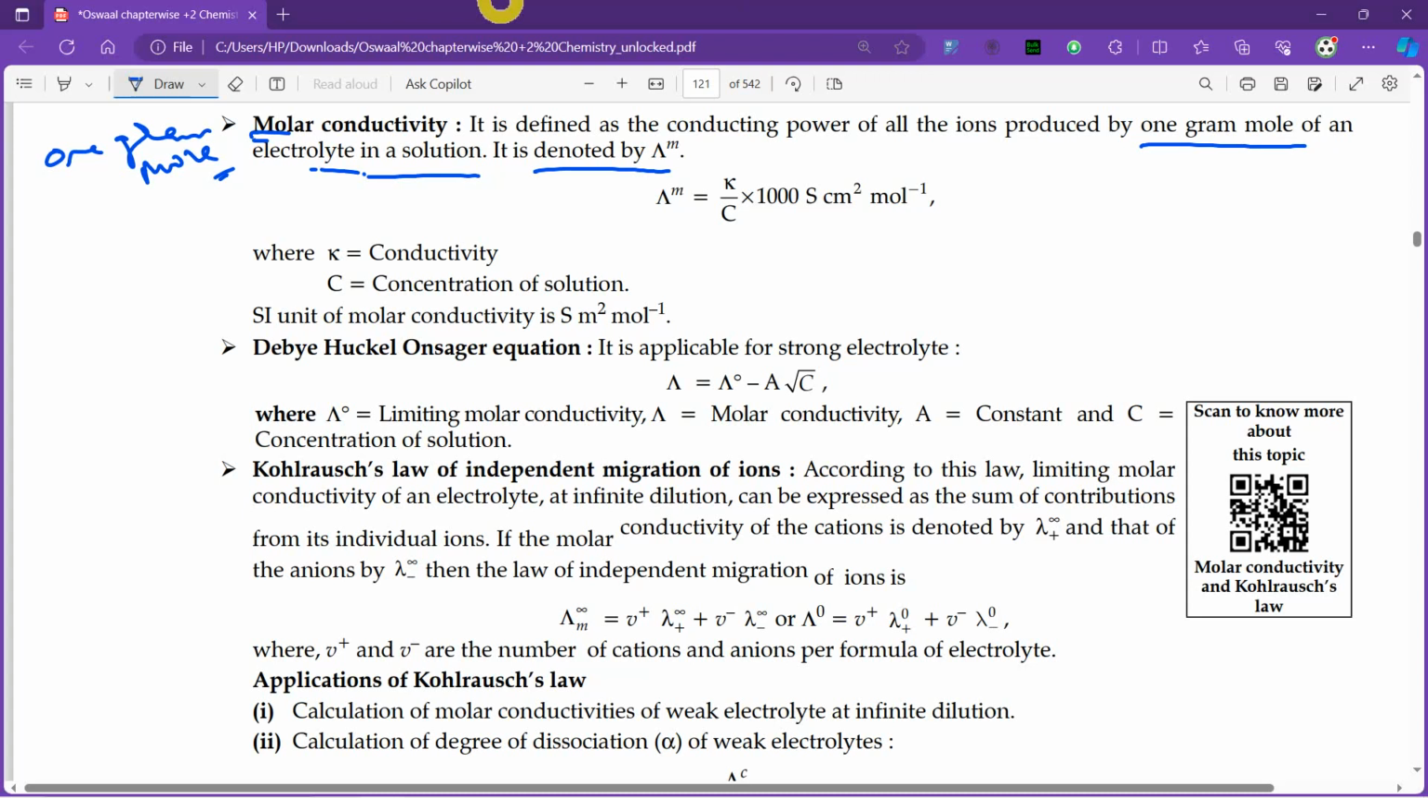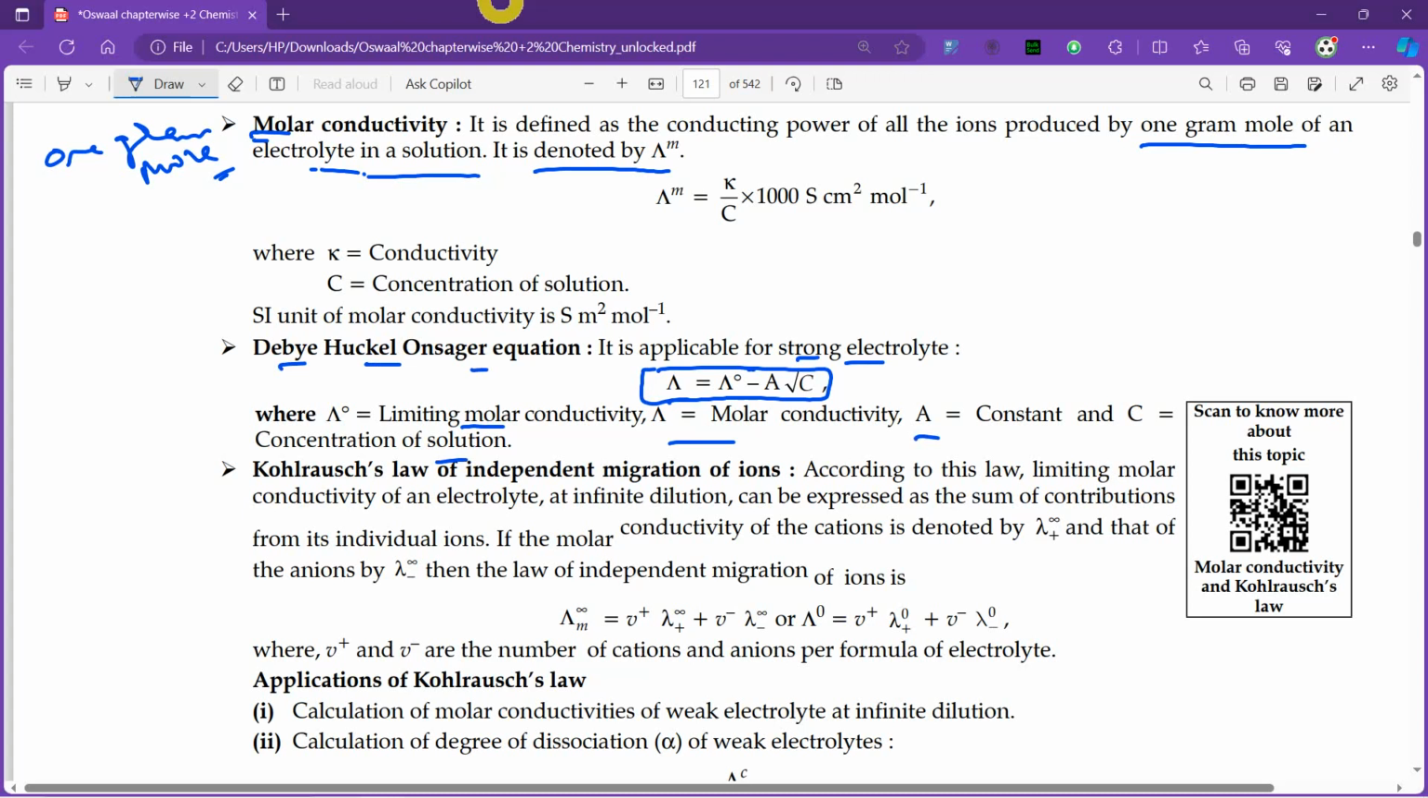And the Debye-Huckel-Onsager equation is applicable for strong electrolytes. That is, lambda is equal to lambda naught minus A root C. This is called the Debye-Huckel-Onsager equation, applicable for strong electrolytes. Lambda naught is the limiting molar conductivity, and lambda is the molar conductivity. A is a constant and C is the concentration of the solution, right?